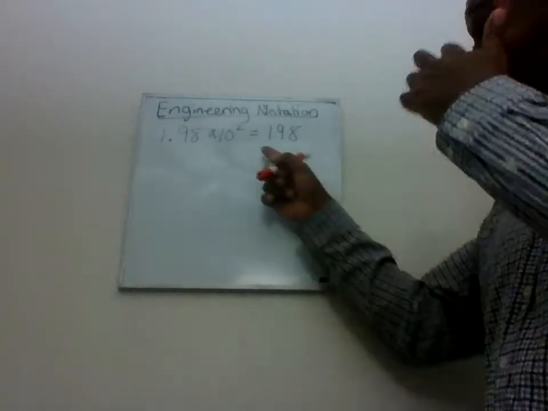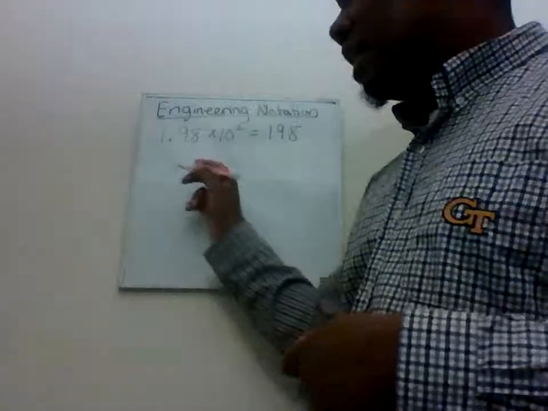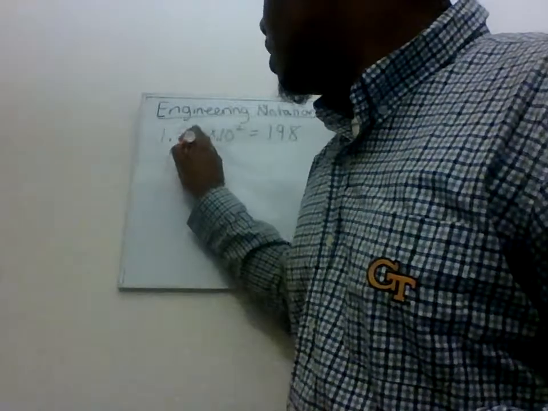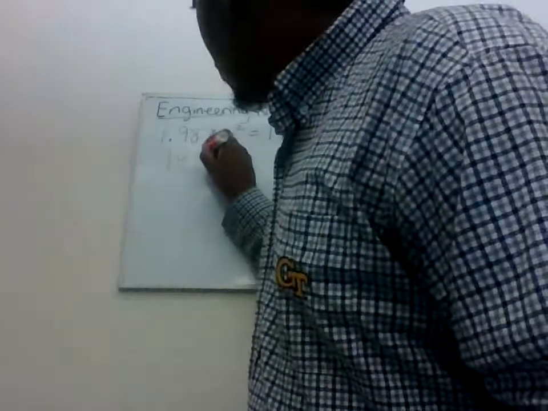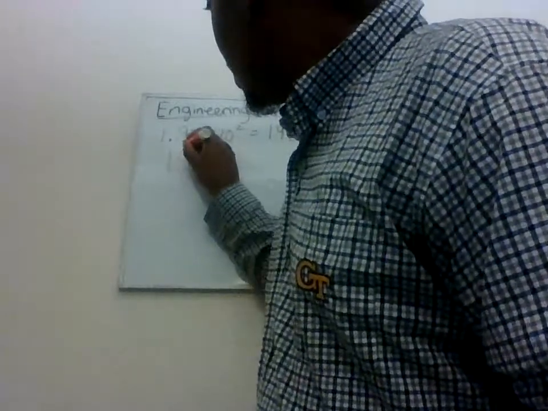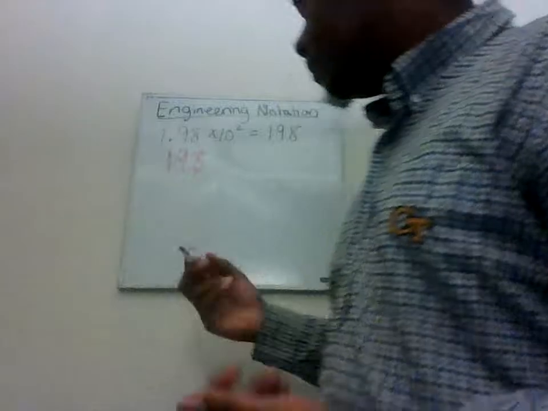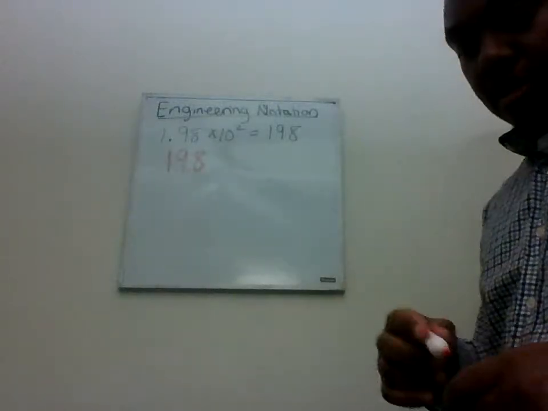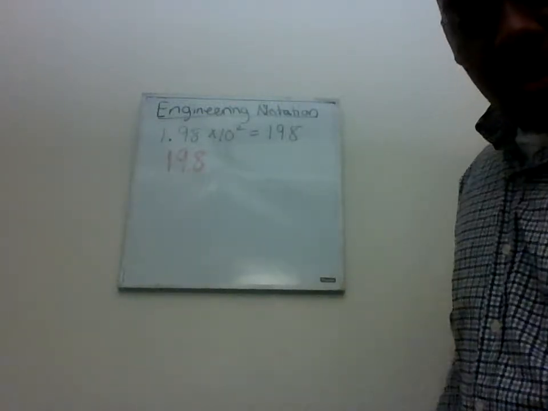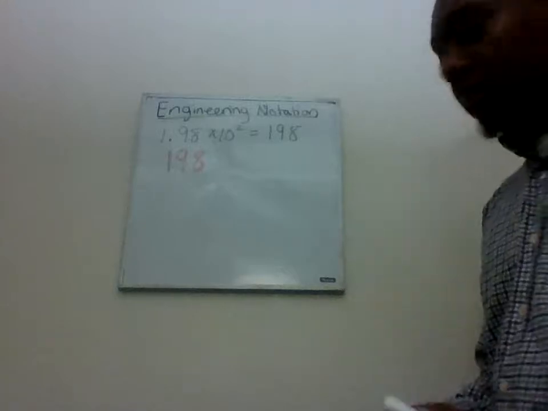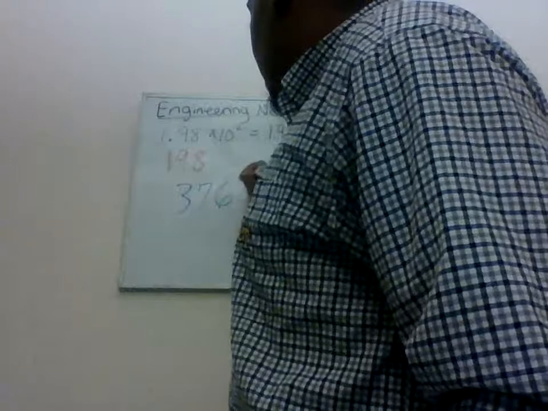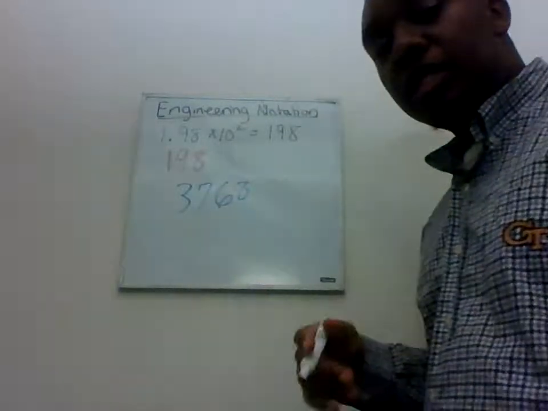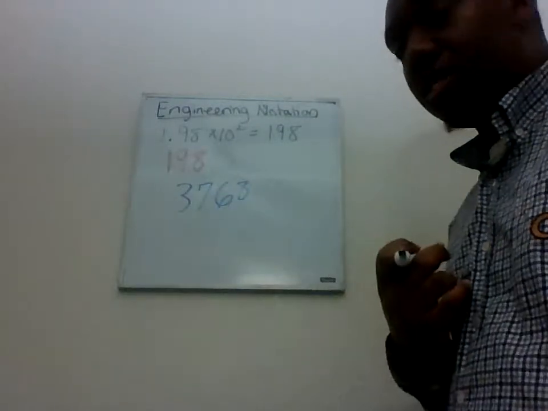So 198, if we were to write that in engineering notation, it would be 198 because that number is already well between 1 and 1,000. Okay, well, that's a bad example then. Let's do one that we actually see how we convert it. Well, let's look at the number 3,768. So say we want to change that to engineering notation.